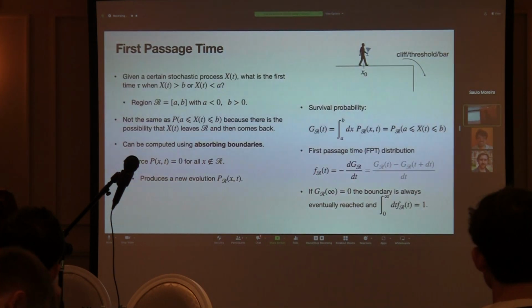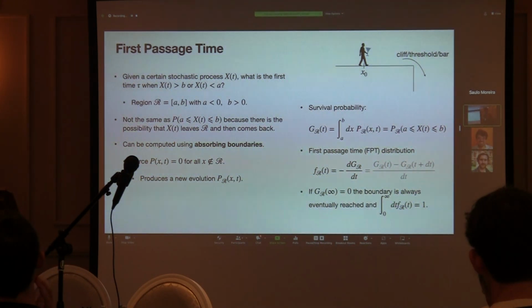Okay, so the problem that I want to talk about is first passage time for this kind of process. First passage time can be phrased as follows. You have some kind of stochastic process, and you have some event, and you want to say when is the first time that this event occurs. So if you have a person with a martini walking around, and you define the event as falling down a cliff or climbing a bar, then you have this x of t, and you ask when is the first time in which this event occurs.